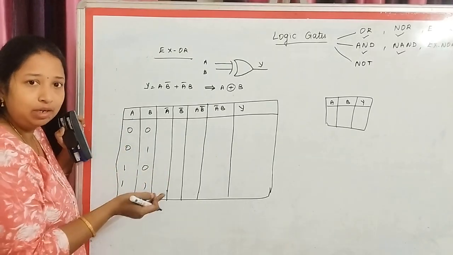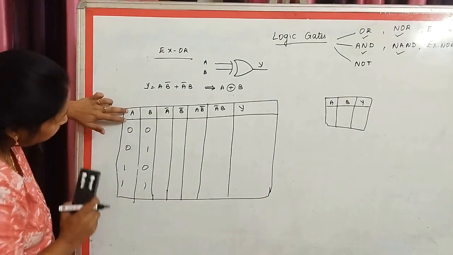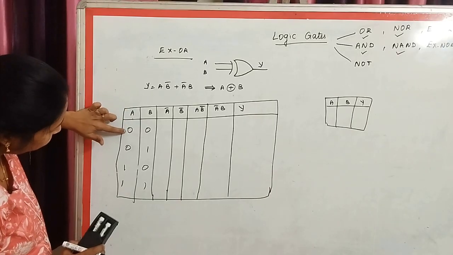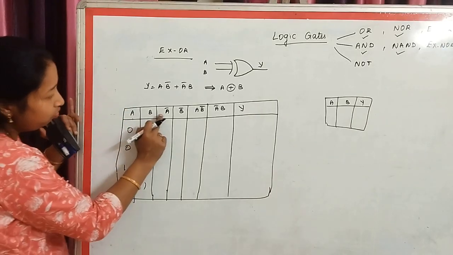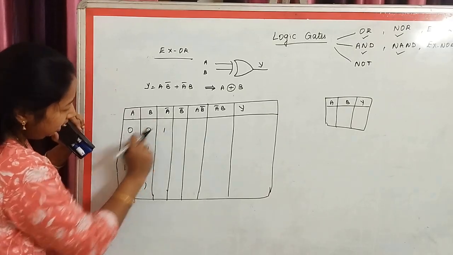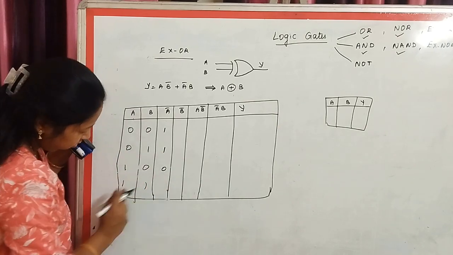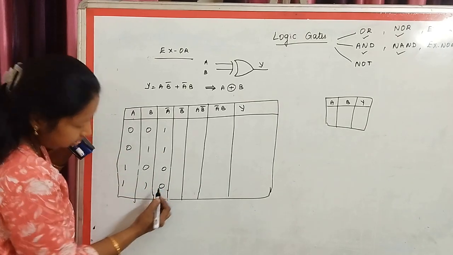If it is 1, it will get complemented to 0. So, for A bar, what are the variables for A? What are the values that we have for the variable A? We have 0, 0, 1, 1, right? So, for A bar, for the first term, 0 will get complemented to 1. And for the second term here, it is 0, so it will become 1. Here it is 1, so it will become 0. Here it is 1, here it will become 0.